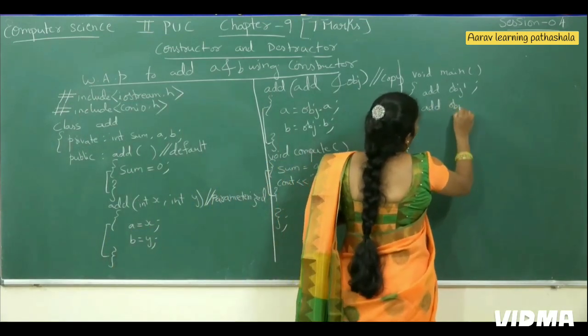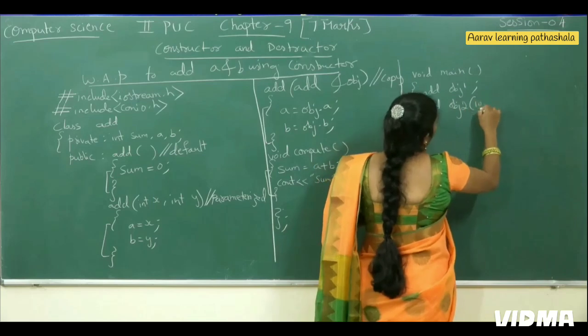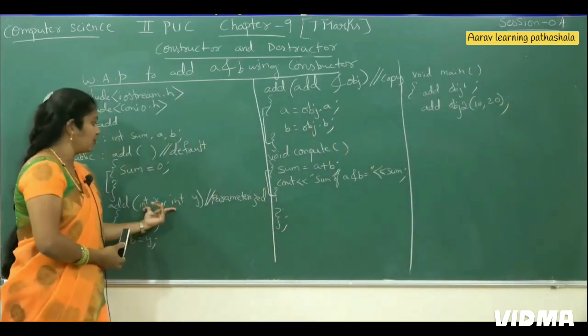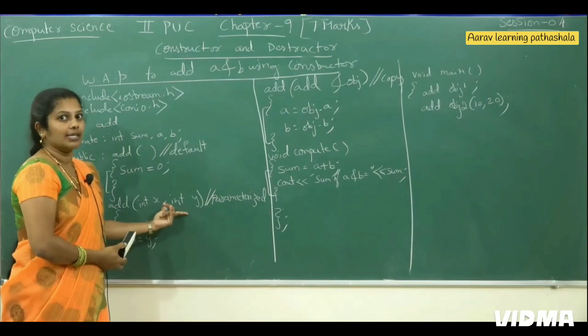Add object 2 with 10, 20. Here we have passed 2 arguments. Then by itself it is going to call the parameterized constructor.